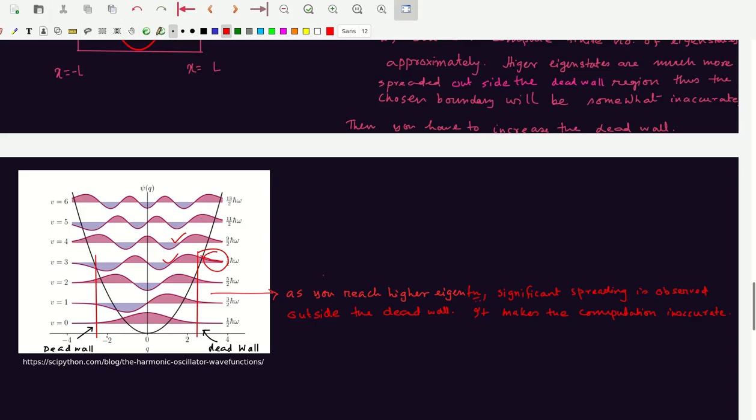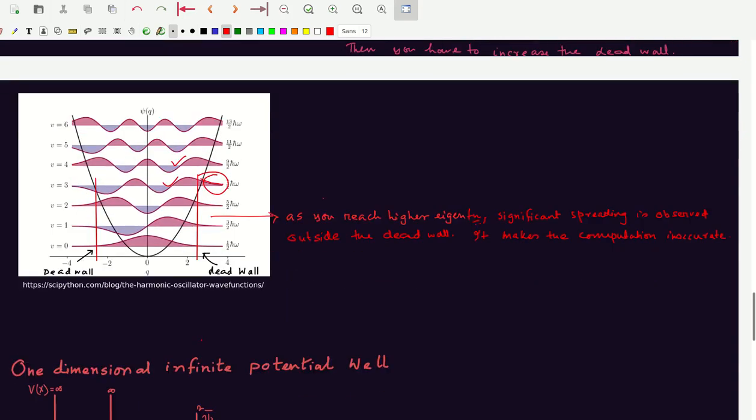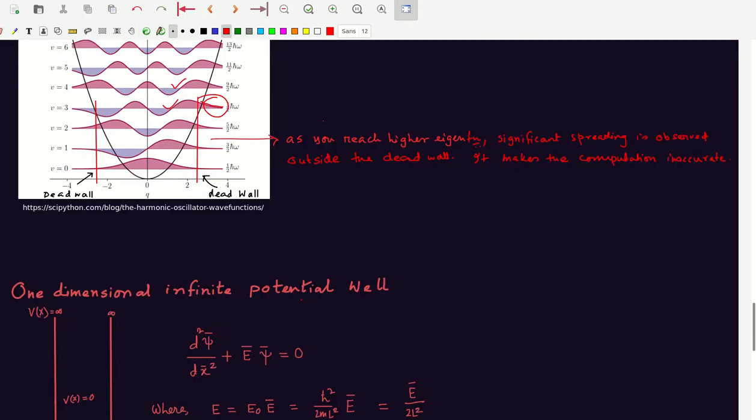But for the ground state, this wall is sufficient for making our wave function 0. If you consider the ground state wave function, say psi 0 is 0 here and 0 here, that is somewhat accurate. And now we concentrate on another problem, that is the one-dimensional infinite potential well.